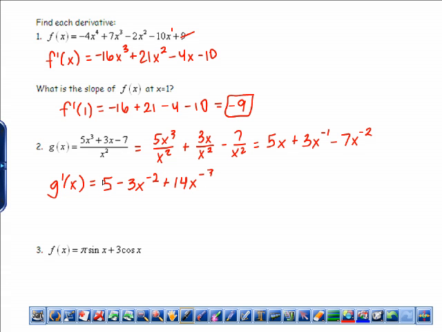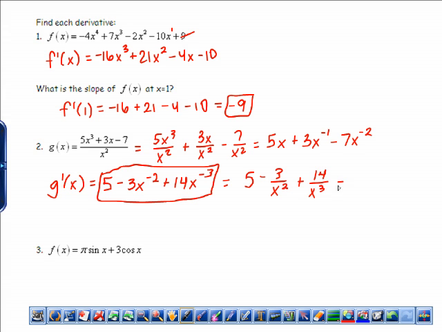Okay, so this is really okay for your answer. If this bothers you, or if you were going to use this for something else, you might want to make it look more like the original problem. And that is really not that hard to do. The first thing I'm going to do is work backwards from what I did before. 5 minus 3 over x squared plus 14 over x cubed.